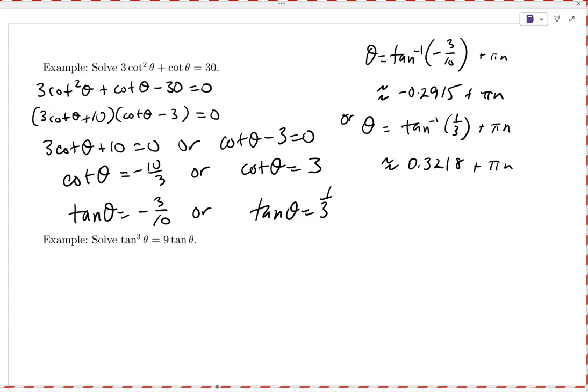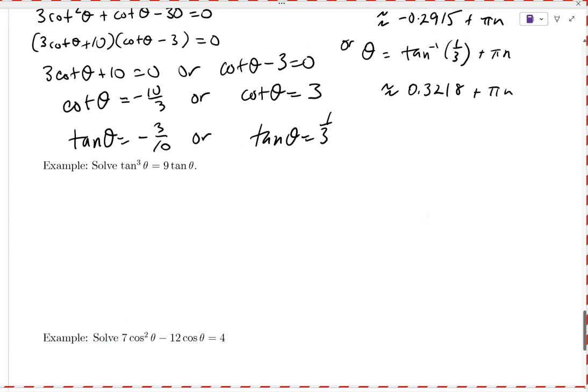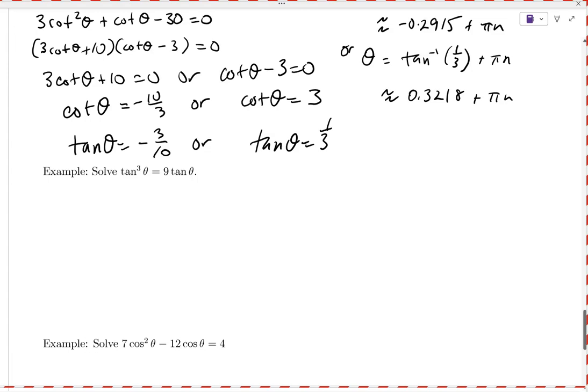All right. Let's look at this next one here, where we have tangent cubed theta equals 9 tangent theta. Something that's very, very tempting is to do what first? Just looking at it, what's tempting to do? Dividing by the tangent, right? That's very tempting to do. Unfortunately, that's not the right way to start this.